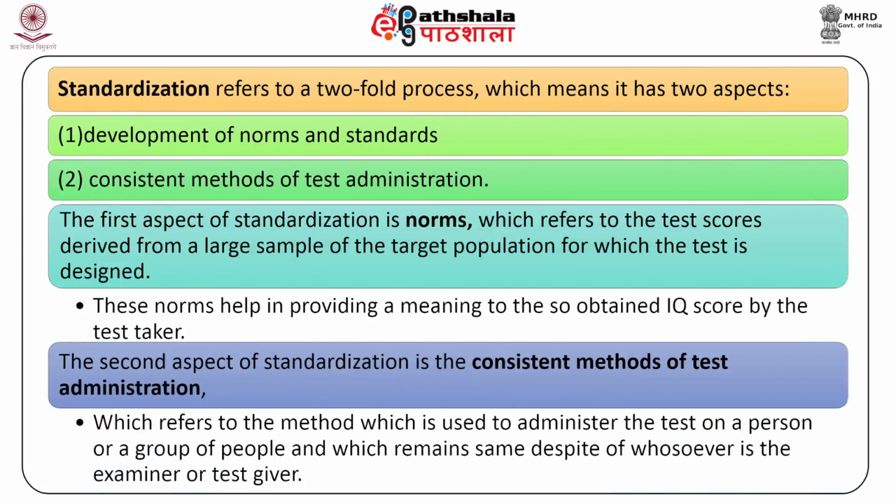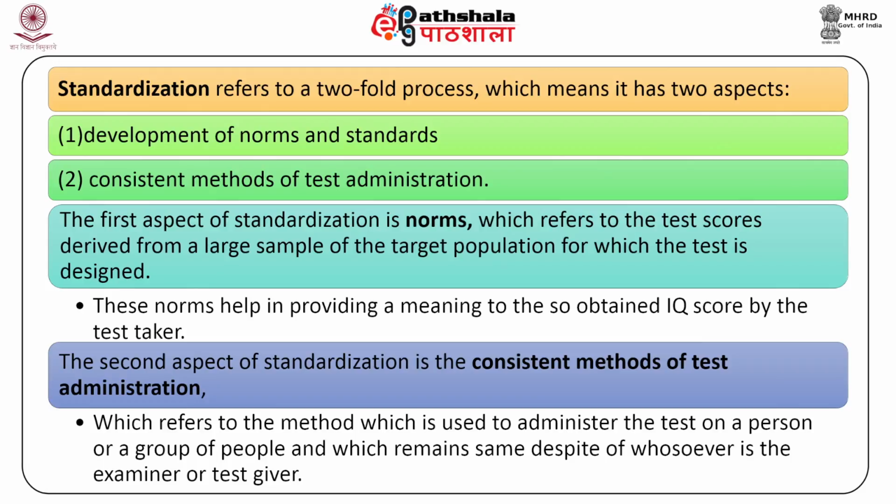Let's move on to standardization. Standardization refers to a two-fold process, which means it has two aspects. First, development of norms and standards, and second, consistent methods of test administration. The first aspect of standardization is norms, which refers to the test scores derived from a large sample of the target population for which the test is designed. These norms help in providing a means to interpret the IQ score obtained by the test taker.